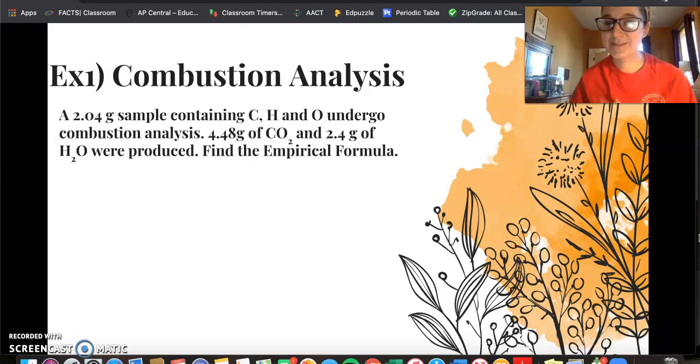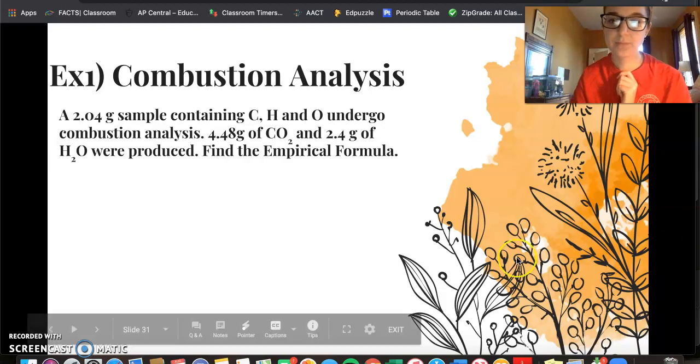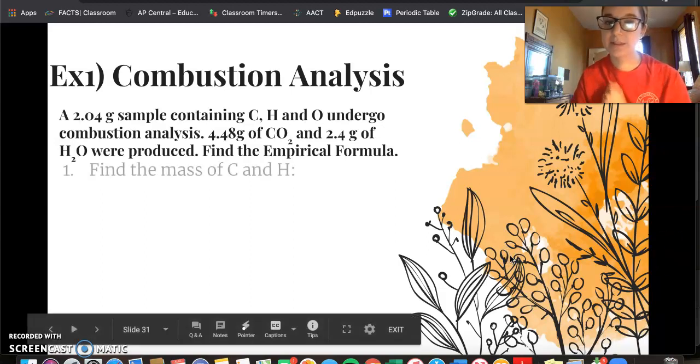So now we'll go through this combustion analysis problem together. If we have a 2.04 gram sample that contains carbon, hydrogen, and oxygen that undergoes a combustion analysis, we find that 4.48 grams of carbon dioxide and 2.4 grams of water are produced. Find the empirical formula. So first we're going to find the mass of carbon and hydrogen, because remember oxygen is present in both of them, so we can't find it directly.